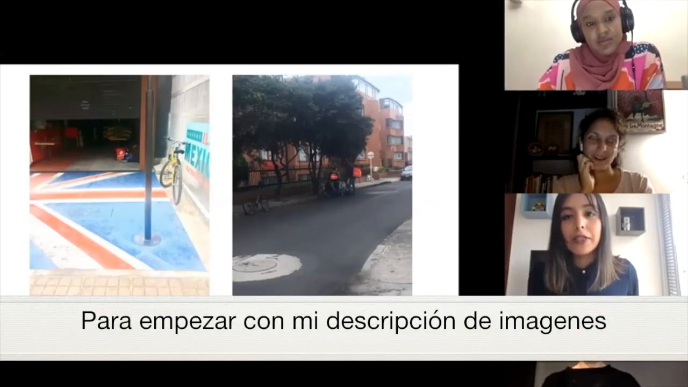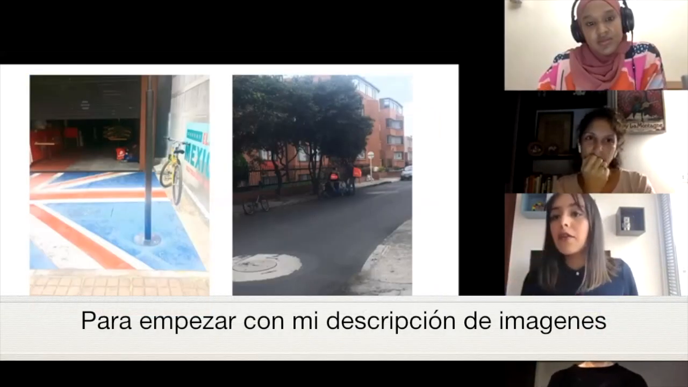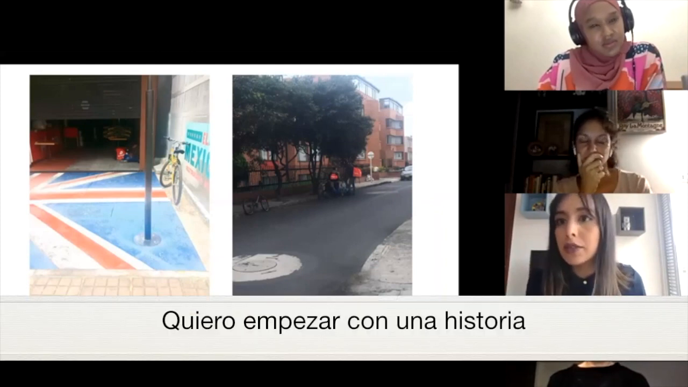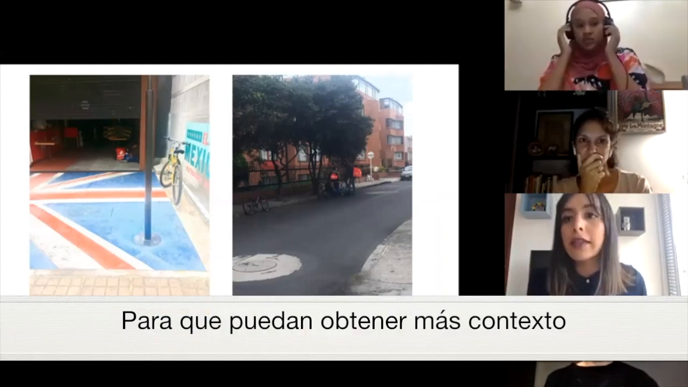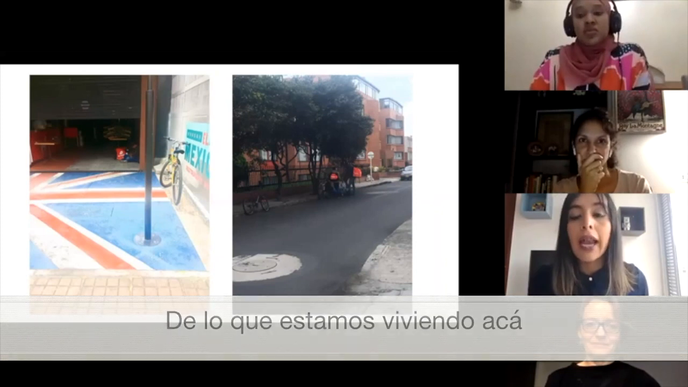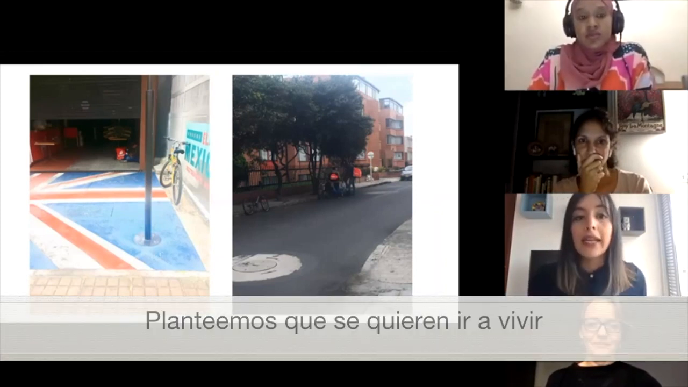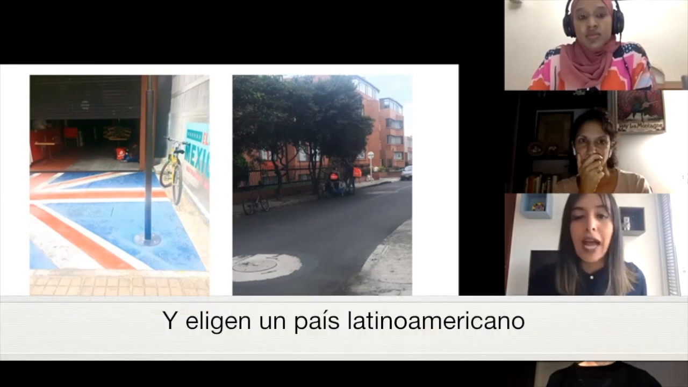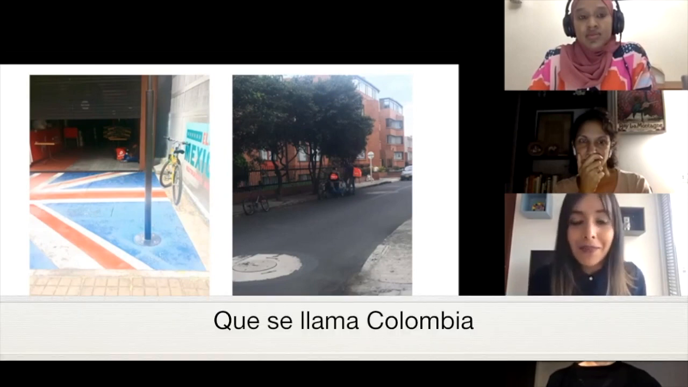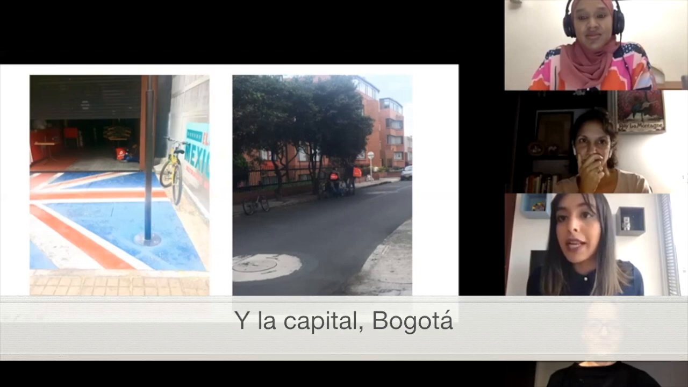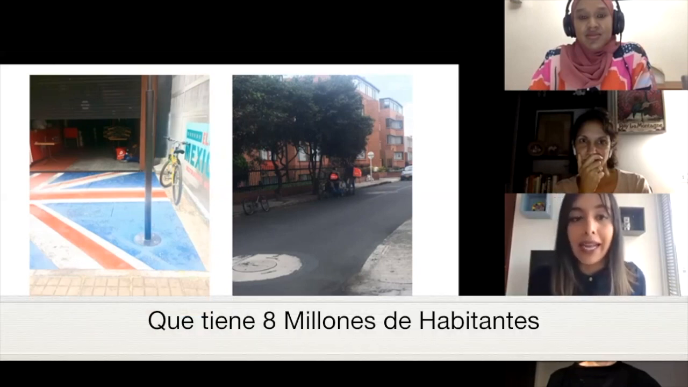In order to start with my description of the photo, I want to begin with a story so you can gather more context of what I'm living here. And I want you to imagine the following situation. Let's say that you're planning to live abroad and you choose a Latin American country called Colombia, and the capital city, Bogotá, which has 8 million inhabitants.